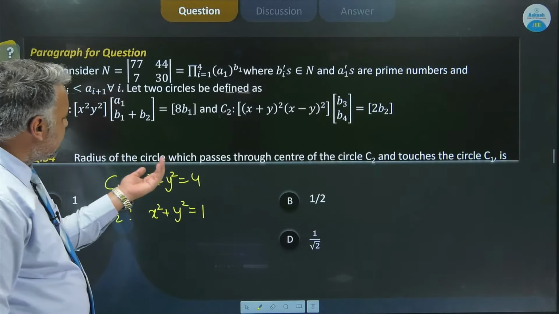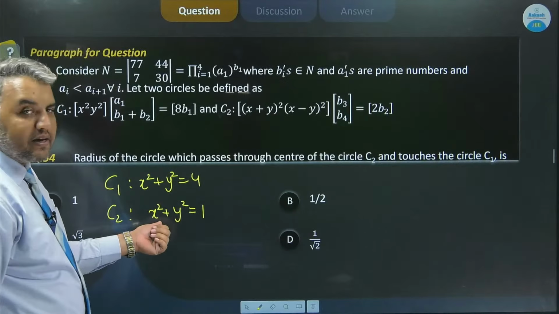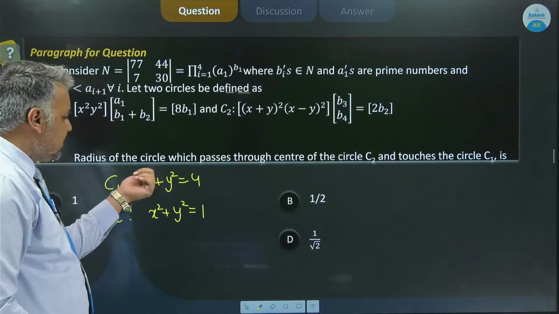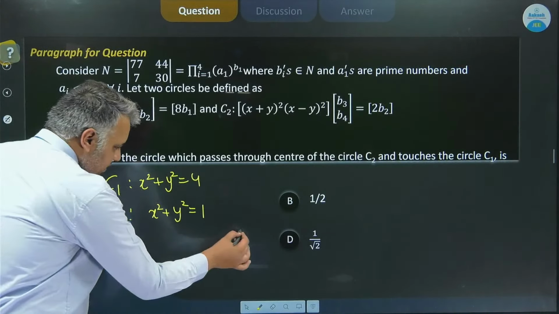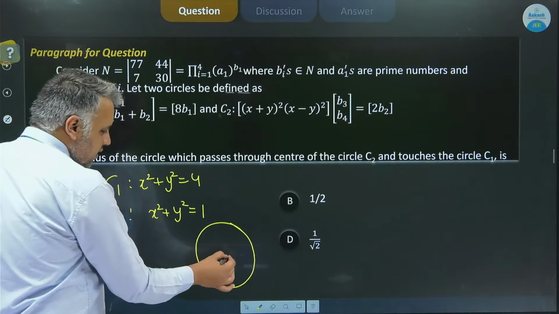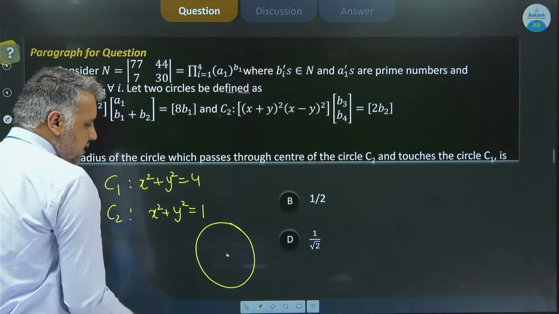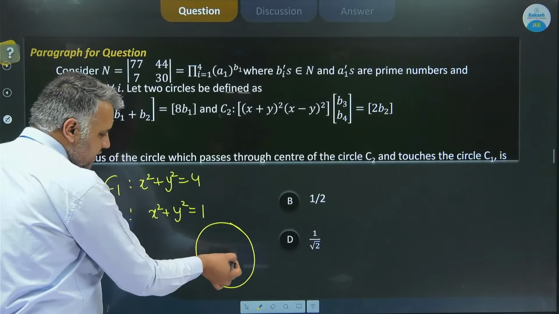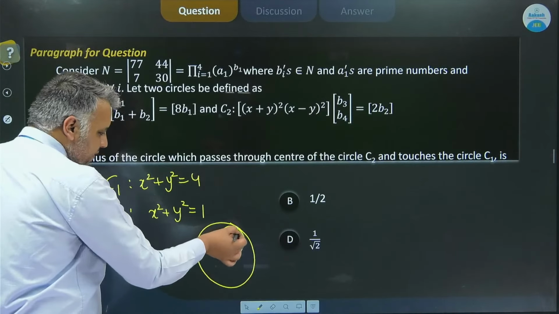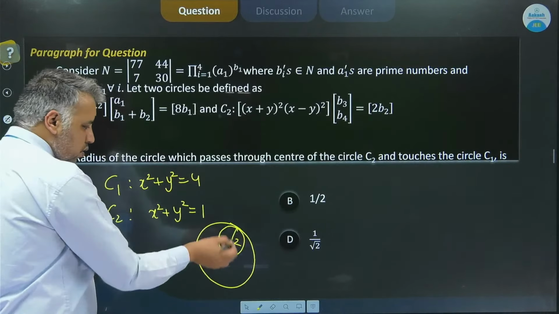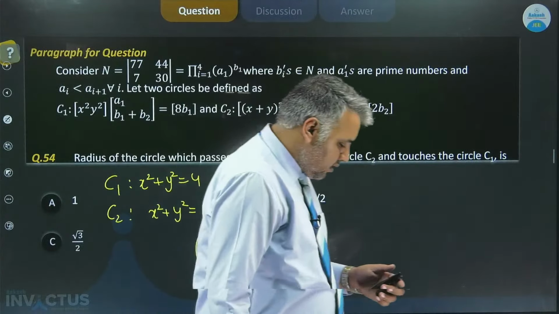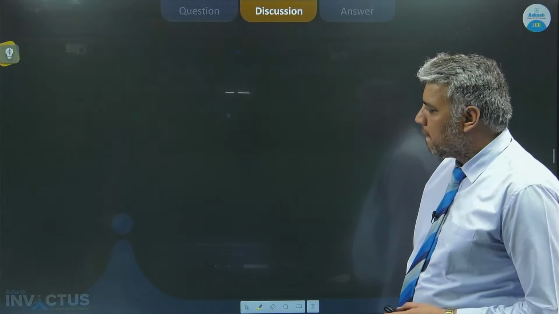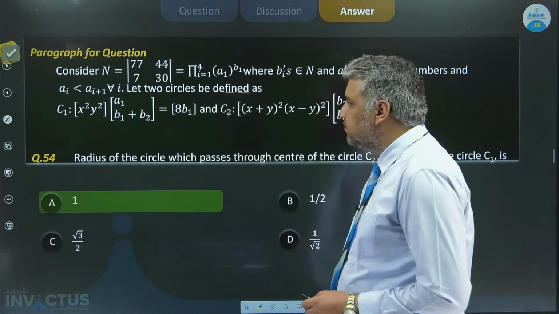Now they are saying radius of circle which passes through center of C2, that means origin, and which touches the circle C1. So obviously passing through center of C1 or C2, the point is same, but touching the circle C1. So we have plotted C1, whose radius is 4, radius is 2. So a circle which passes through origin and touches this, so that will be like this, whose diameter will be radius of C1, that means 2. So radius of that required circle must be 1. So according to this, answer must be A for this question. Yeah, A is the correct answer.